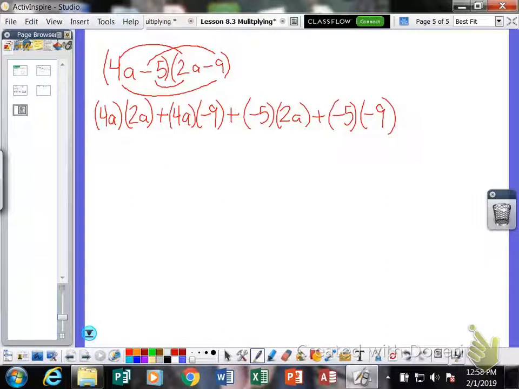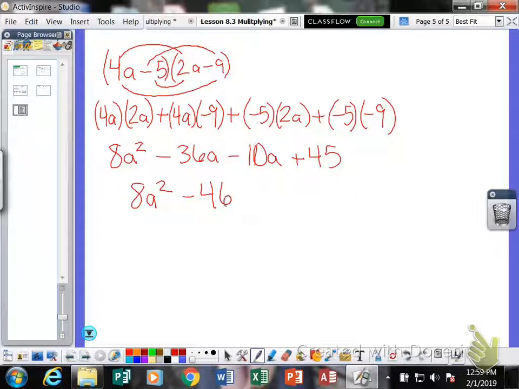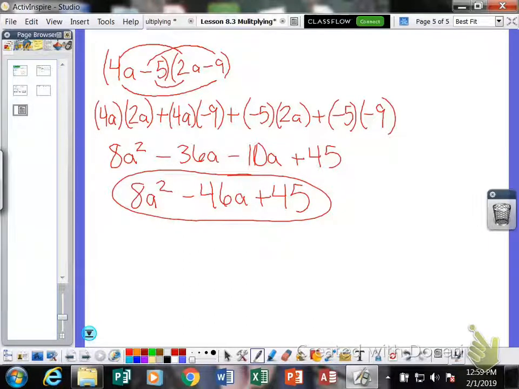Now just multiply. It's going to give us 8a squared minus 36a minus 10a plus 45. Now combine all like terms. We have a negative 36a and a negative 10a. So we're left with 8a squared minus 46a plus 45. And that is our final answer there.